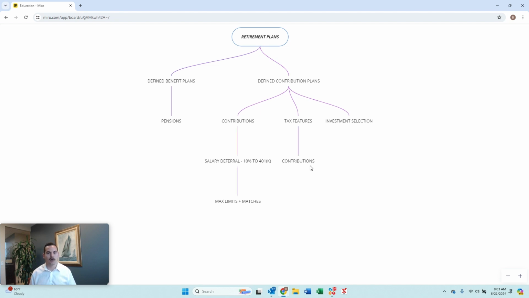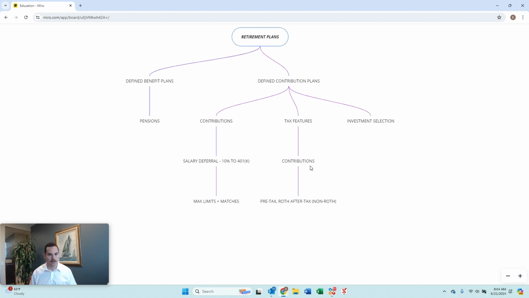So now let's talk about tax features, and we'll begin with contributions. So contributions to a 401k can either be pre-tax, Roth, or what's called after-tax non-Roth. So a pre-tax contribution is a contribution that lowers your taxes. So you get a deduction, and this shows up on box 1 of your W-2. It's actually lower than the other boxes. So you put money into a 401k pre-tax, you're going to save money in taxes that year.